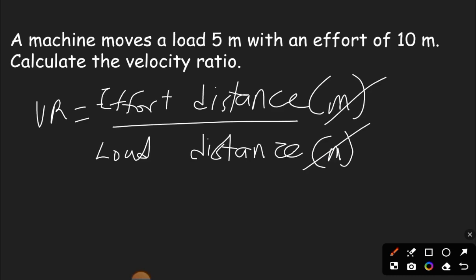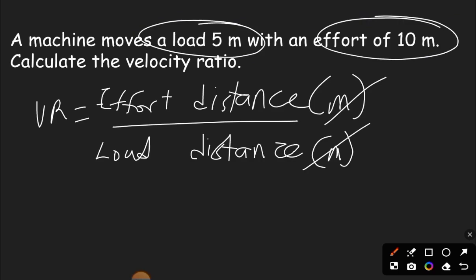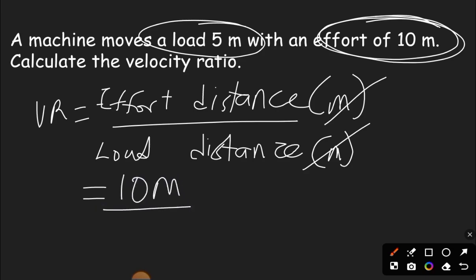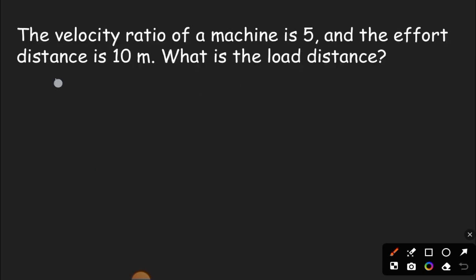A machine moves a load 5 meters with an effort of 10 meters. So this is the effort distance. So equals 10 meters over 5 meters, which is the load distance. So 5 here 1, 5 here 2. So you're going to have about 2. That's your velocity ratio.